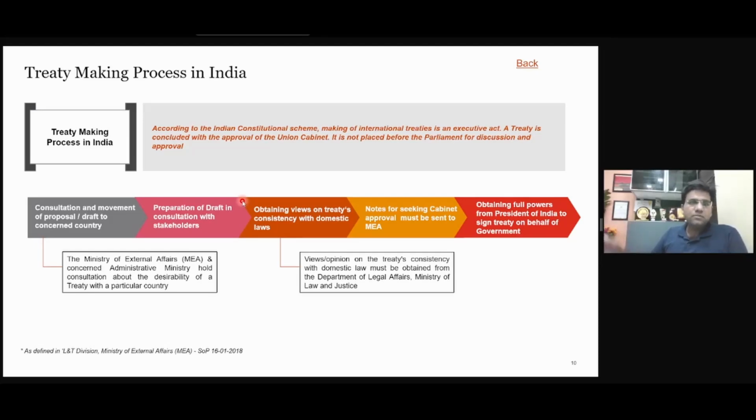Based on that, once both the countries arrive at a consensus, then in India, the cabinet of MEA, Ministry of External Affairs, they note their approval, and once that is done, the ministers have signed the treaty. Then it is laid before the houses of parliament. Then it is laid before the cabinet. My apologies, for approval. So this is the broad structure of how the treaty making process runs when it comes from the India side.